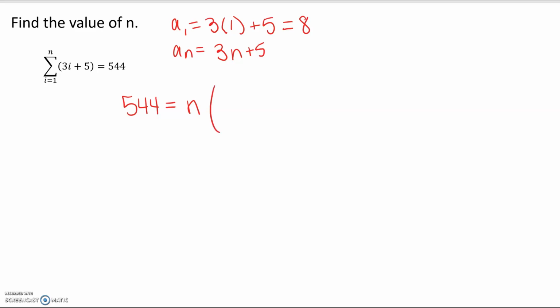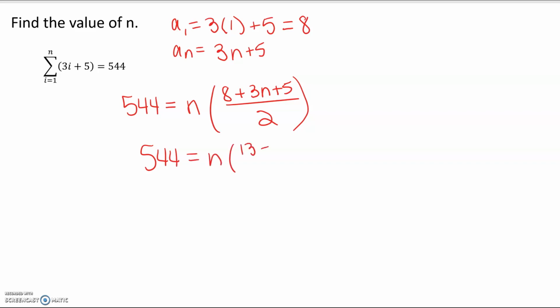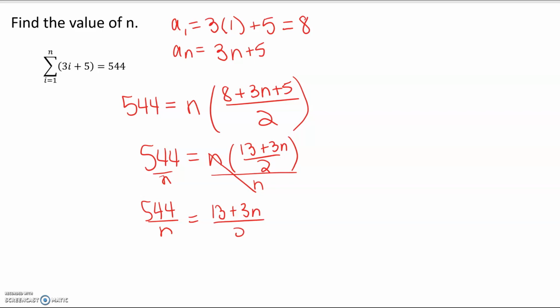Okay, don't know what my n is. Here's my first term plus my nth term divided by 2. I'm going to simplify what's inside the parentheses. So now I have 13 plus 3n divided by 2. And I realize those are not even numbers this time, so instead of dividing inside, I'm going to solve on the outside. So I'm going to get rid of that n. So I have 544 divided by n equals 13 plus 3n divided by 2.